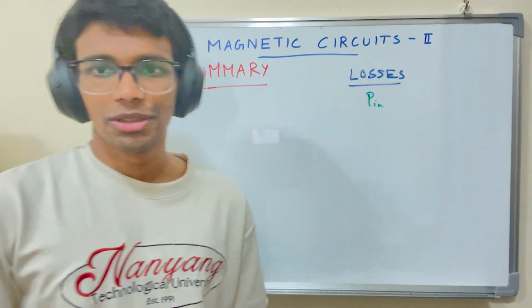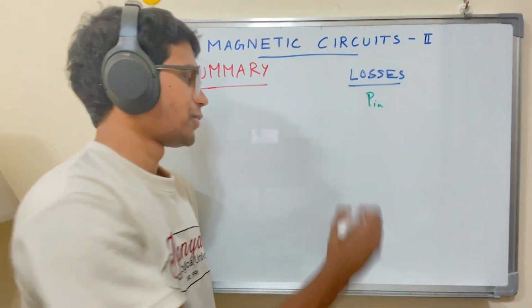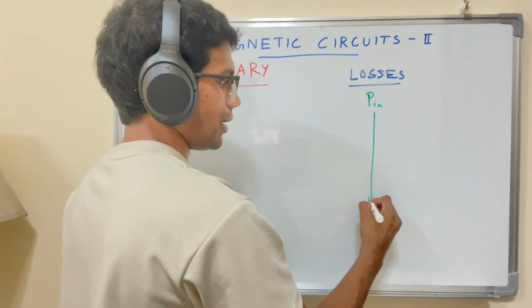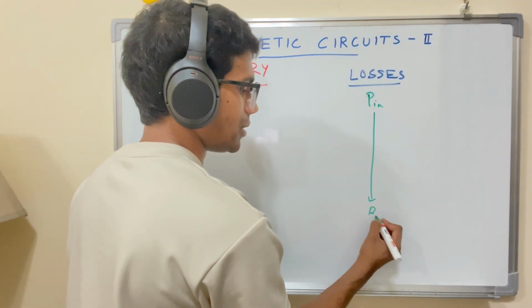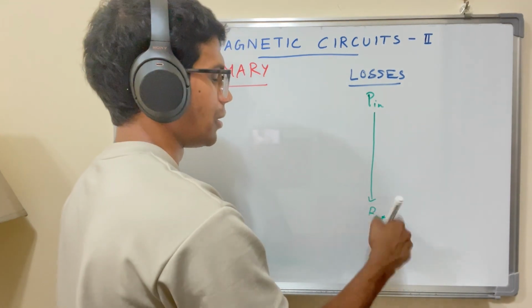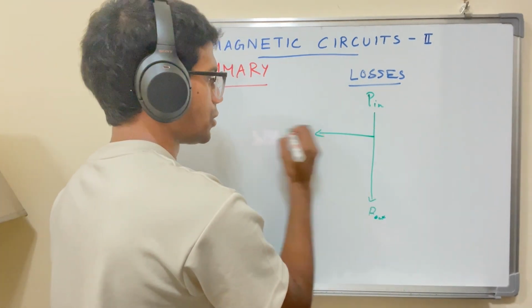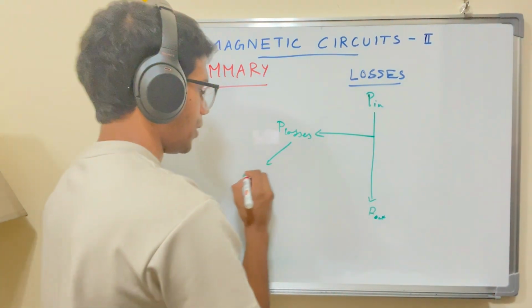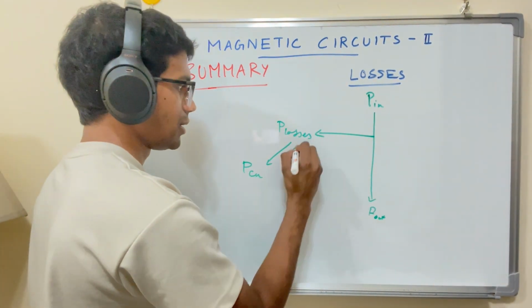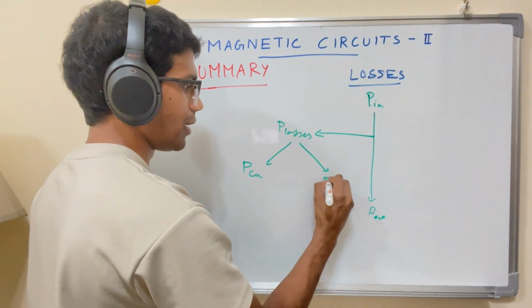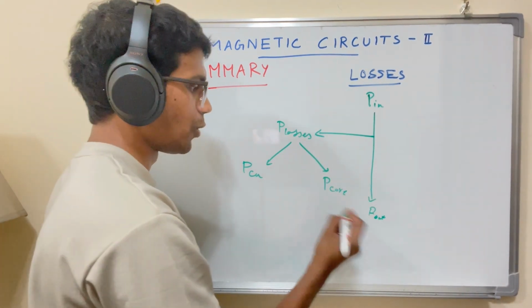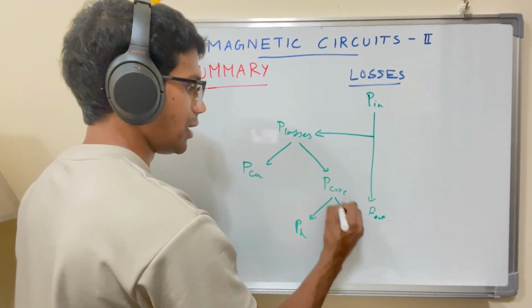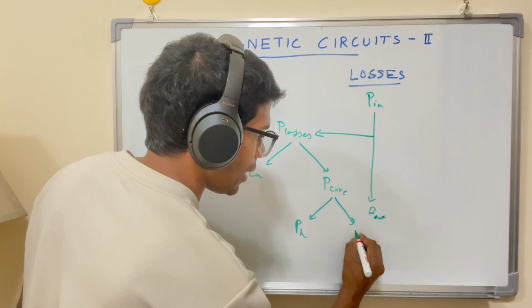When discussing the losses in an electrical machine, we first have to consider the following. There's the power that's injected in, and then there's power that is received on the outside. This is the useful power. Now, the losses are mainly of two parts. One is the copper losses in the windings, that is I squared R losses, and the other is the core losses, that is in the core. One of them is hysteresis losses, and the other one is eddy current losses.